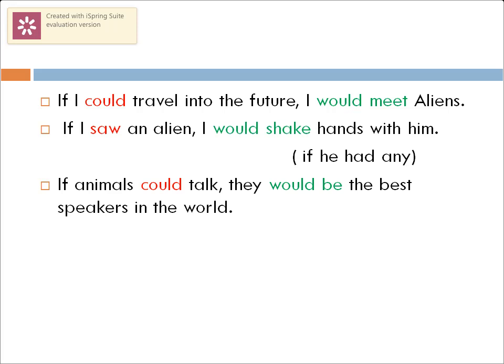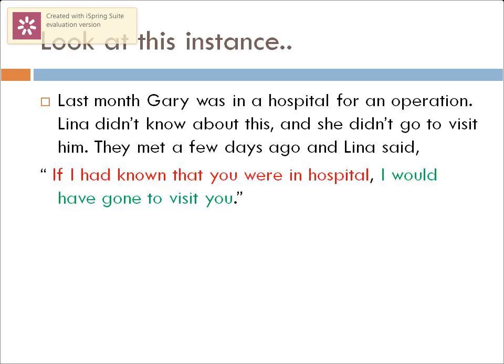So the condition is in the past, and the result is expected to happen in the present or the future. If animals could talk, they would be the best speakers in the world. So if animals could talk, that's in past, they would be the best speakers in the world, present or future. Now, this is how the second conditionals work.